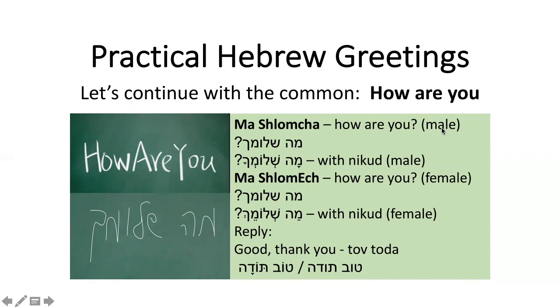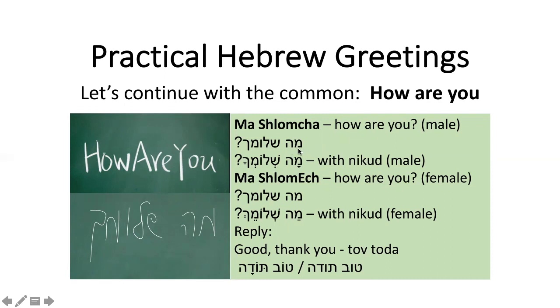So if you ask a male, how are you? You will ask him, ma shlomcha. Again, reading and writing from right to left. Ma, mem hey, ma shlomcha, with the nikud. This is without the nikud. Ma shlomcha. It's written the same.